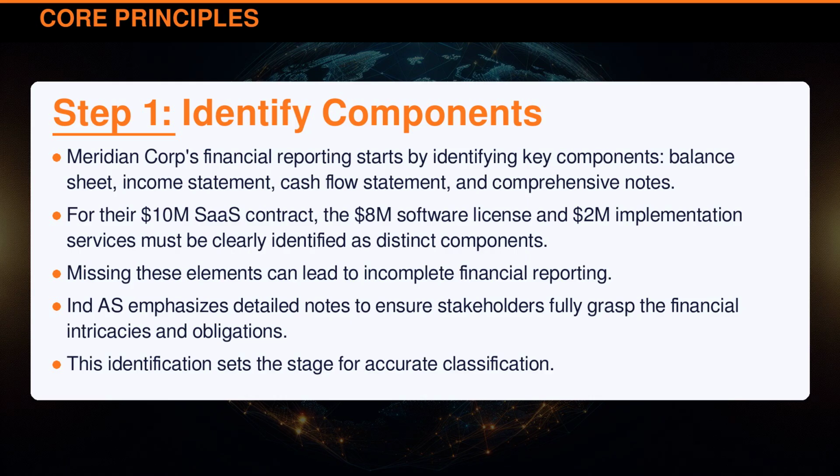Meridian Corporation's financial reporting starts by identifying key components: balance sheet, income statement, cash flow statement, and comprehensive notes. For their $10 million SaaS contract, the $8 million software license and $2 million implementation services must be clearly identified as distinct components. Missing these elements can lead to incomplete financial reporting. Indian Accounting Standard emphasizes detailed notes to ensure stakeholders fully grasp the financial intricacies and obligations. This identification sets the stage for accurate classification.